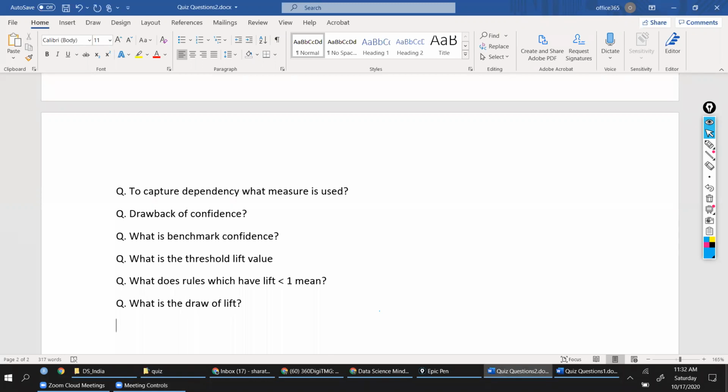And another problem with lift is, unless we know the count or the data related to the consequent item, we will not be able to measure lift. We need to know full details of the consequent item. Only then we will be able to calculate lift.